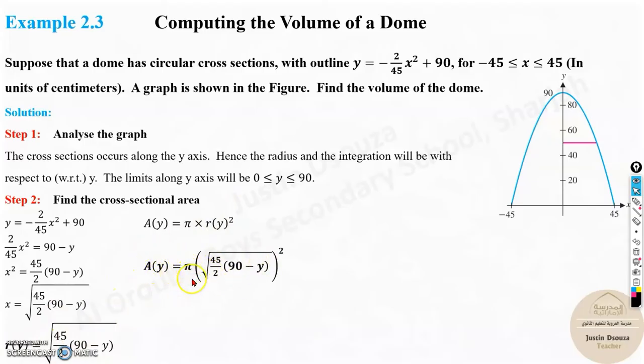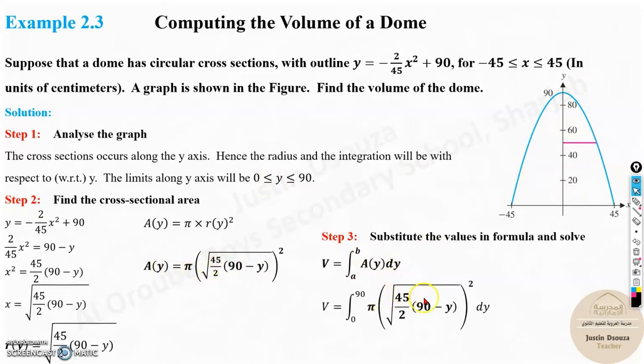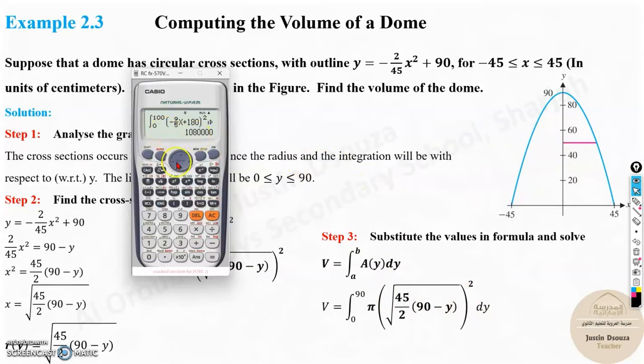A of y is equal to pi into this radius, the whole square. Now you need to use the formula and solve, but in this formula, the interval a to b is 0 to 90. A of y, what is this? Substitute over here and dy. Put it in the calculator. Very, very simple. Just now what we did, same thing you need to do, just that use the brackets properly.